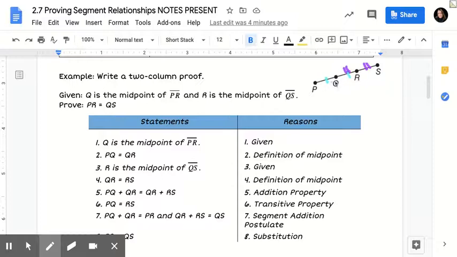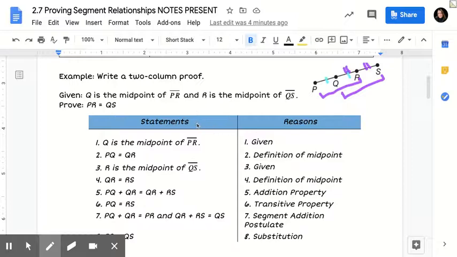And so if PQ is equal to QR and QR is equal to RS, then I could say that PQ would have to be equal to RS because they're both equal to the same thing. So what they're asking us to show is that the length of PR is equal to the length of QS. So PR, from here to there, is equal to the length from here to there. Alrighty, so let's see if we can make that happen.